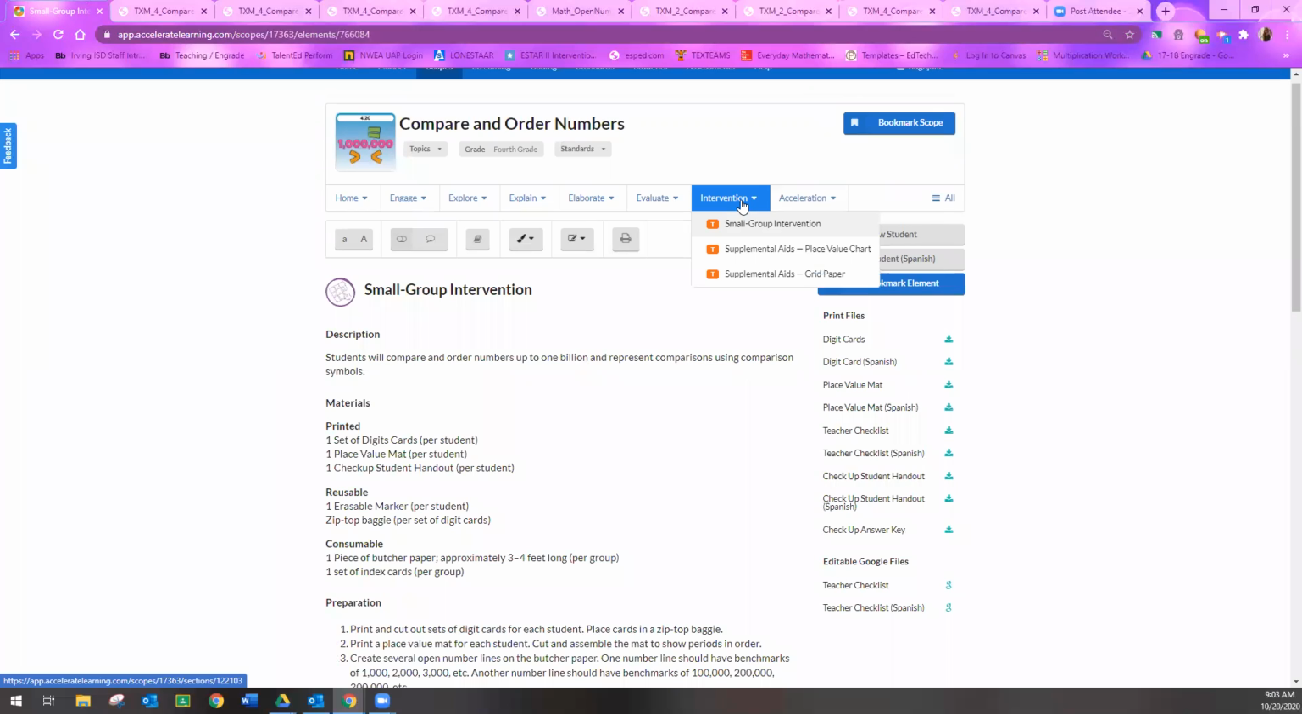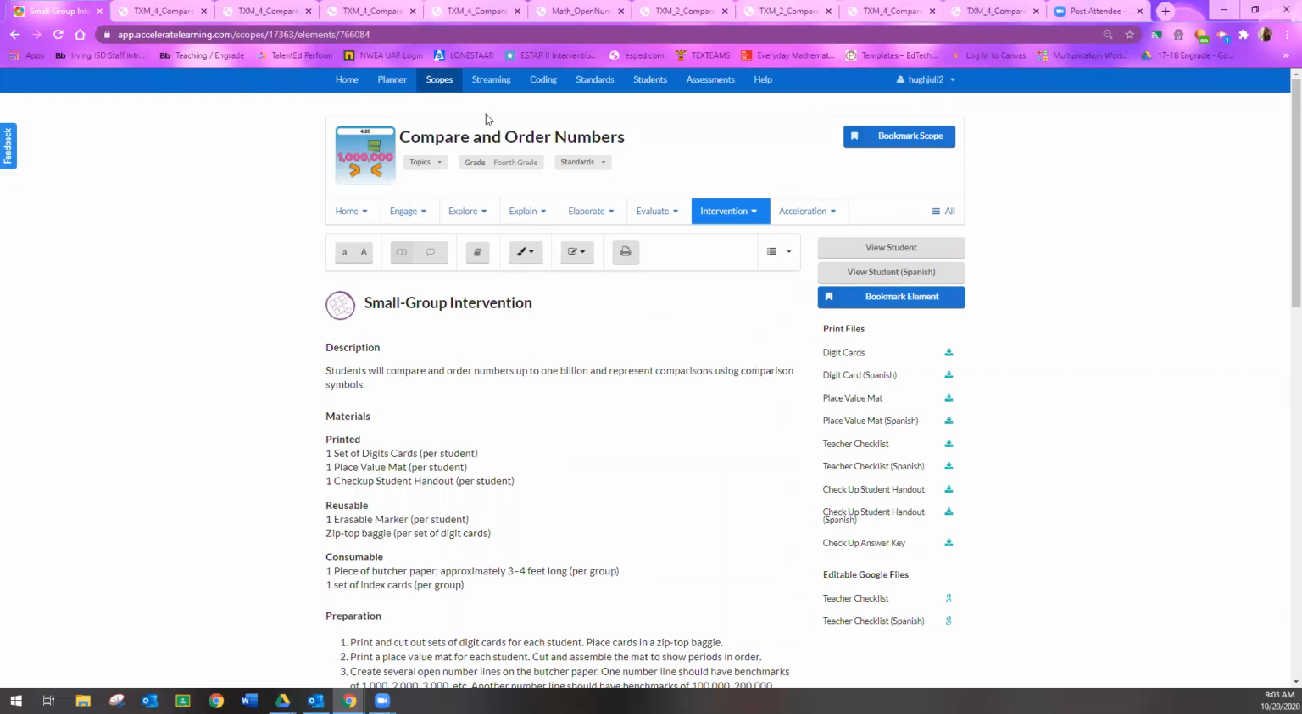Also, under your intervention tab, it has supplemental aids. So it has a place value chart that you can print and grid paper you can print. Now again, if I'm a 4th grade teacher, I'm probably not going to be using this intervention lesson right away. I need to make sure that I'm scaling it back to where the students can be more successful. So I'm going to go back up here where it says scopes.